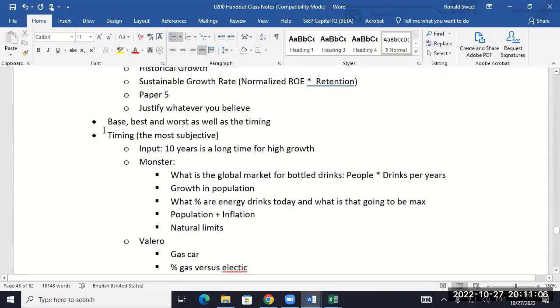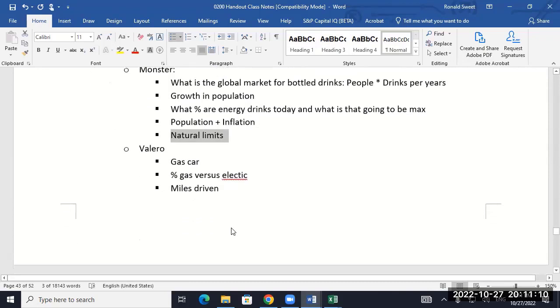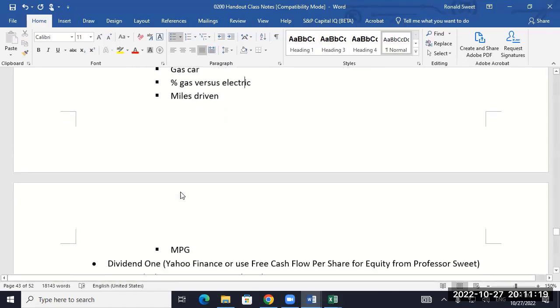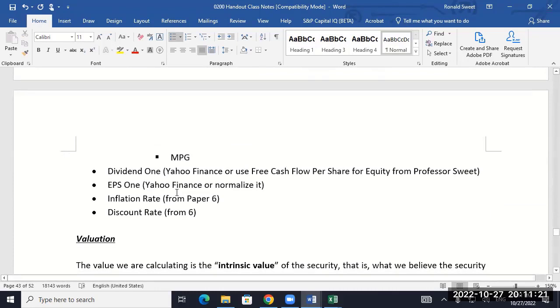All right, so the timing then tells you, when do you get to that natural limit? When can you get to where you just can't grow anymore? And then just come up with a number and justify it. There's no way for me to say you're wrong. All I can do is grade whether you have a rational explanation for it. No one can say it can't possibly be 10 years, it's got to be 8 years or less. No one can possibly say that.